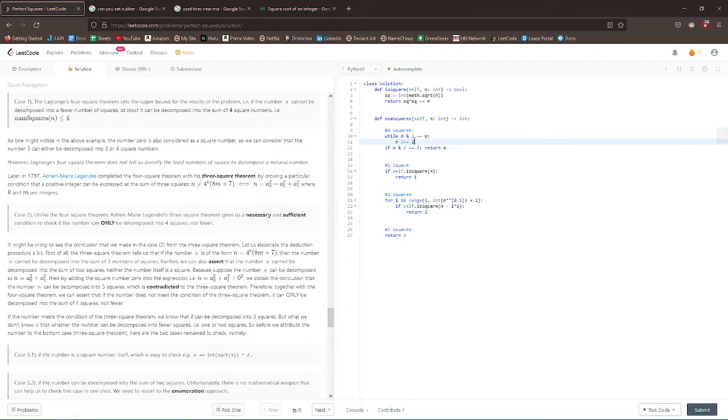So the larger n gets, the number of times this while loop loops is going to be log base 4 of n. Because if this said while n is even, n divided by 2, if it was something like this, this would be log base 2, because every time the loop goes, we're dividing n by 2. But this is log base 4.